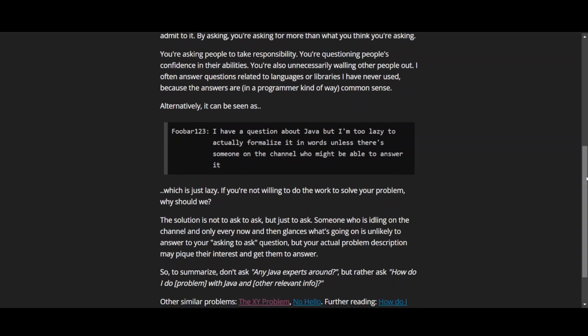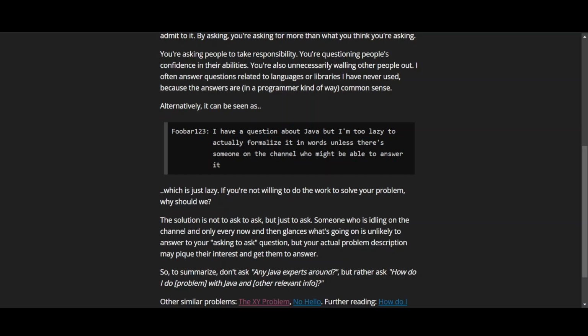You're asking people to take responsibility. You're questioning people's confidence in their abilities. You're also unnecessarily walling other people out. I often answer questions related to languages or libraries I have never used, because the answers are, in a programmer kind of way, common sense. Alternatively, it can be seen as, I have a question about Java, but I'm too lazy to actually formalize it in words unless there's someone on the channel who might be able to answer it. Which is just lazy. If you're not willing to do the work to solve your problem, why should we?